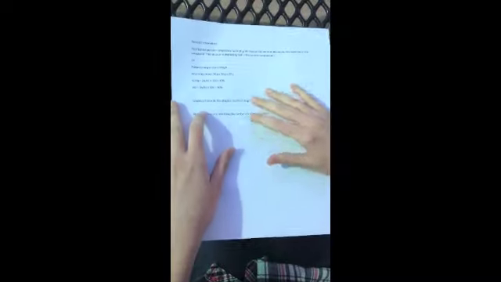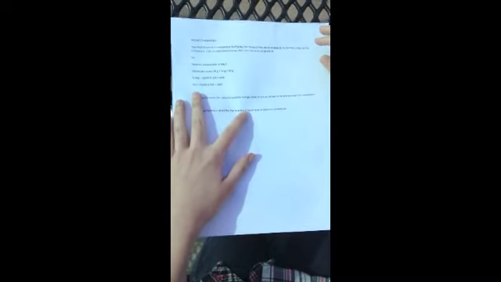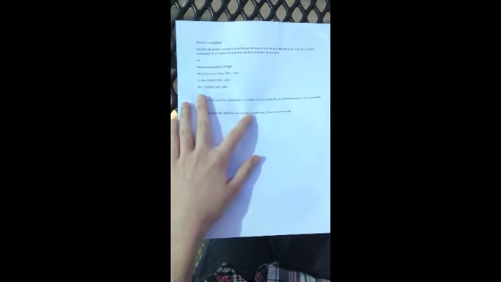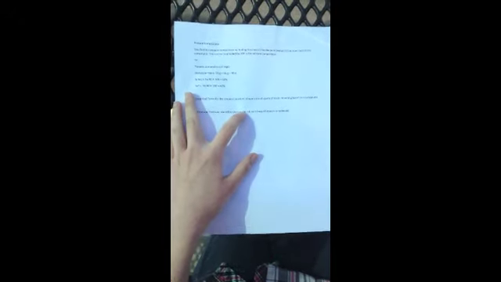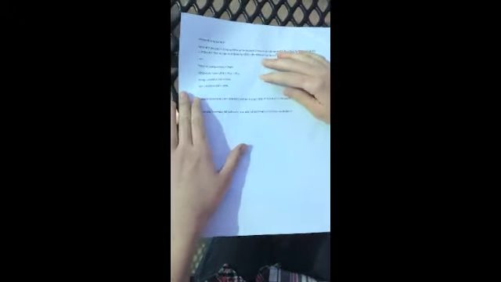Empirical formula is the simplest positive integer ratio of atoms of each element present in the compound. This is contrasting to molecular formula, which identifies the number of each type of atom in a molecule. Molecular formula is more specific, and empirical formula is more basic.